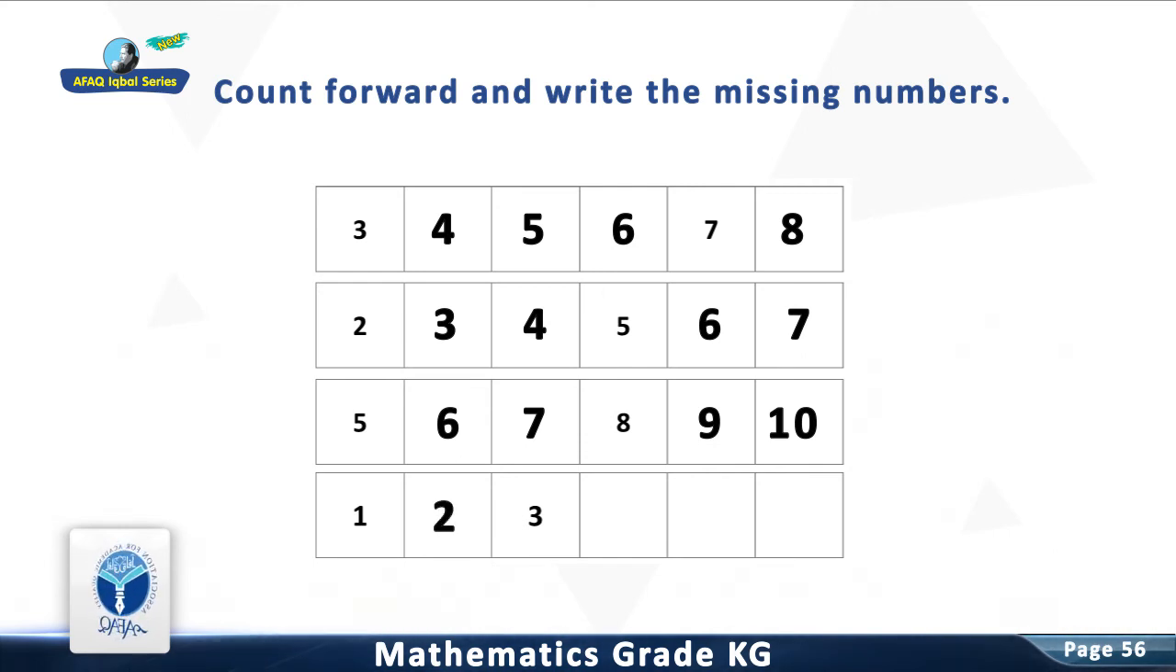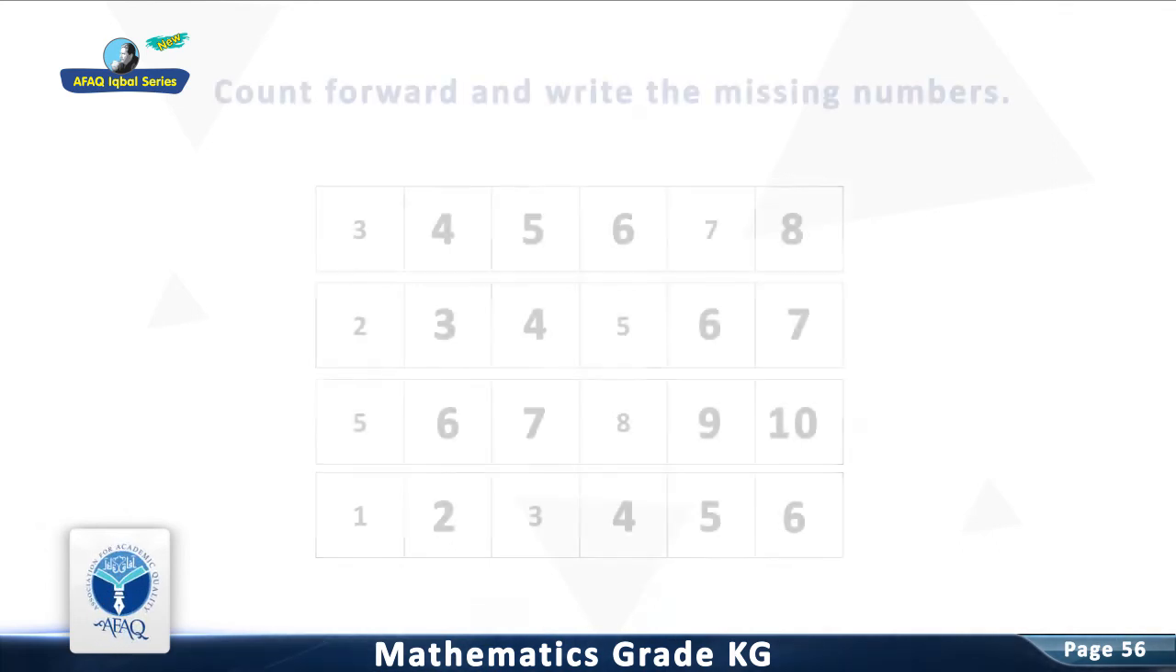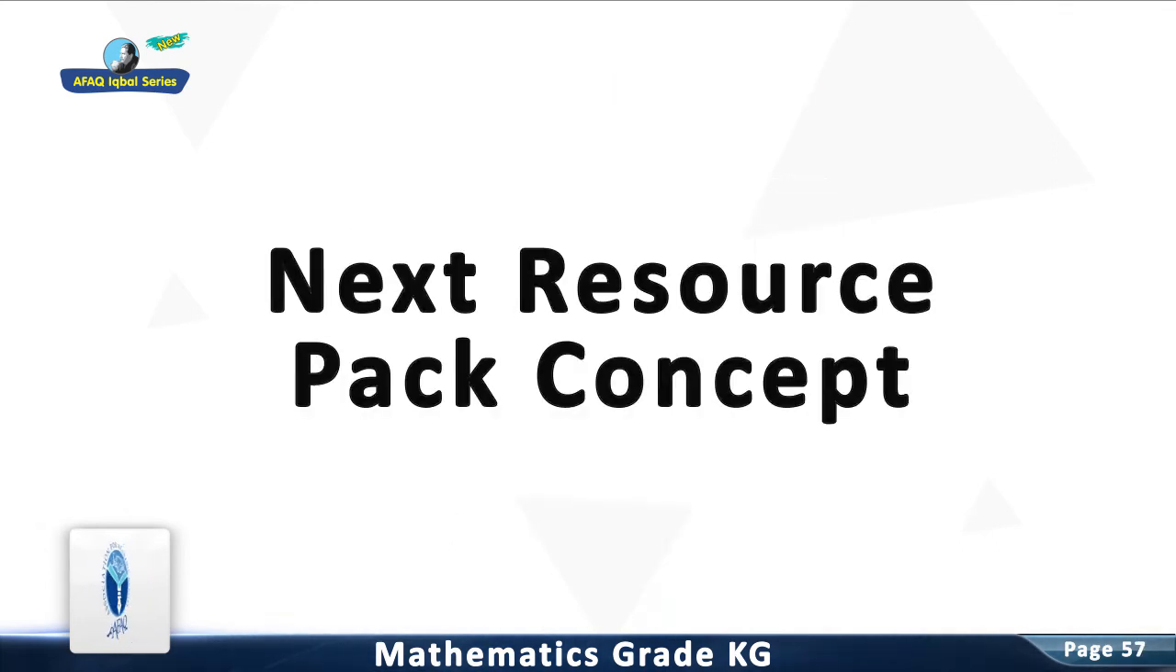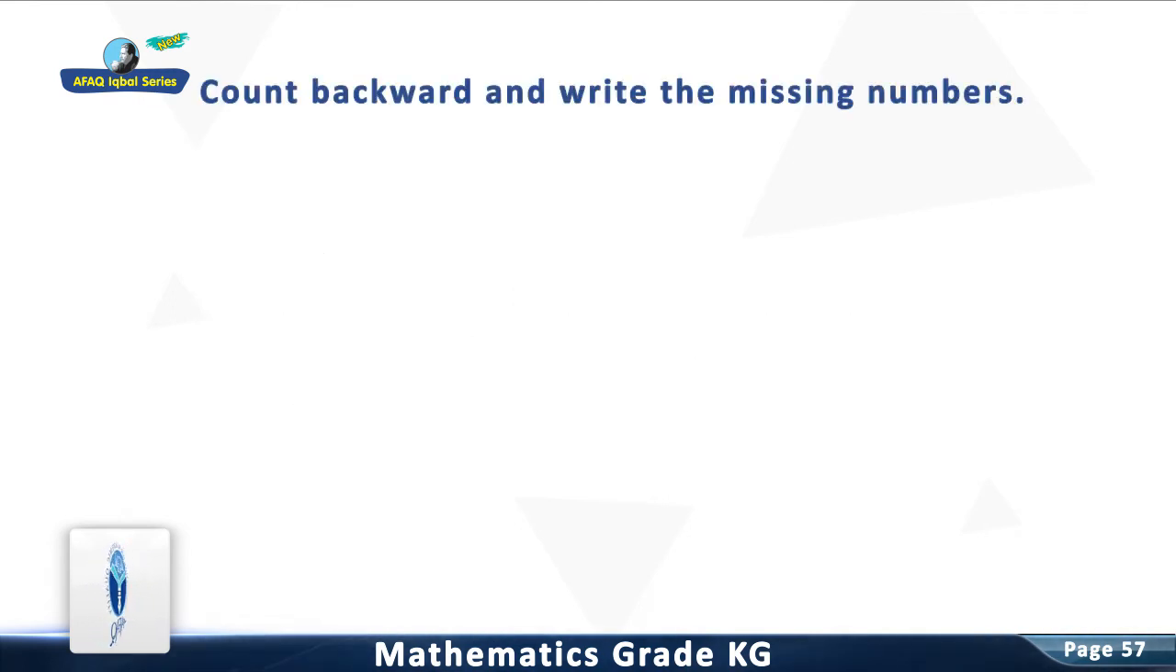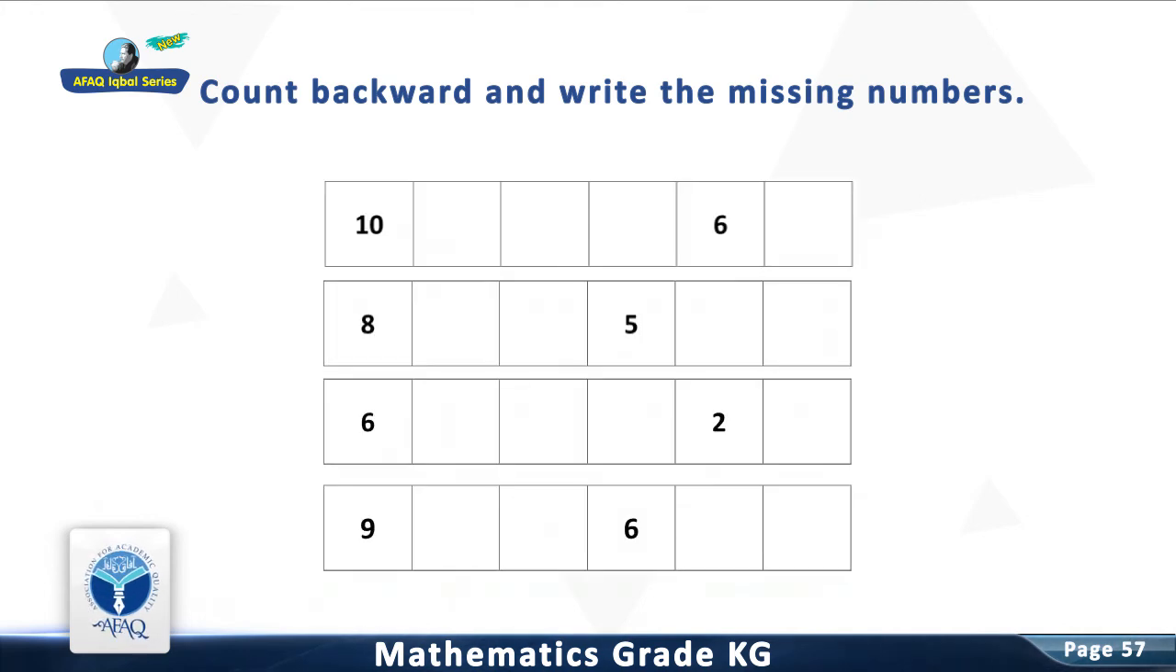Now start from 1. Good. It is 2. 3 is already written. Next. Good. It is 4. Next. Good. It is 5. Next. Good. It is 6. Now we move to the next resource pack concept, count backward and write the missing numbers.